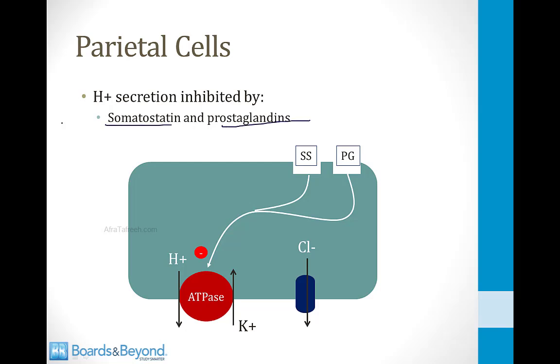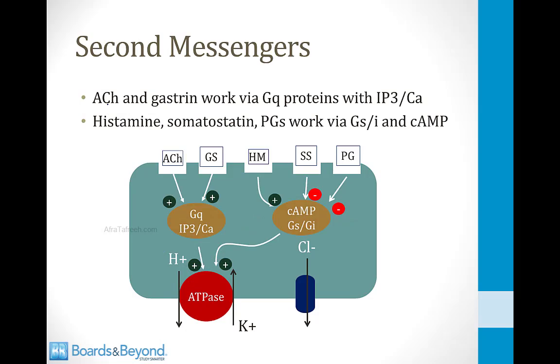I talk about somatostatin in the module on GI hormones, and somatostatin and prostaglandins both bind to receptors and then inhibit the H+ secretion by the ATPase pump. The second messenger systems of the different stimuli and inhibitors of parietal cells have been fairly well characterized in the basic science laboratory, and they like you to know something about these for step 1 of your boards. So acetylcholine and gastrin work via GQ proteins with an IP3 calcium second messenger system. I've shown that here: both acetylcholine and gastrin can activate the GQ protein, which then stimulates protons to be pumped into the lumen of the stomach.